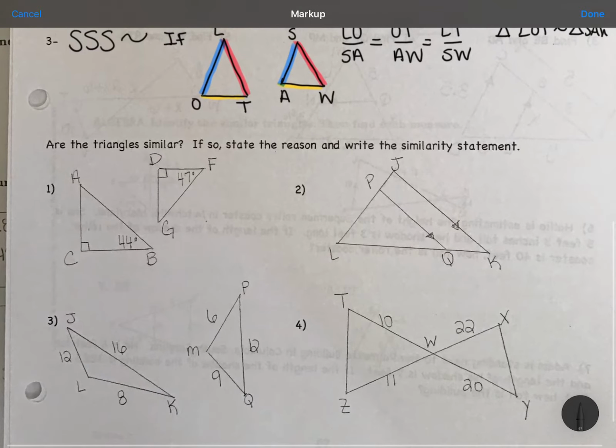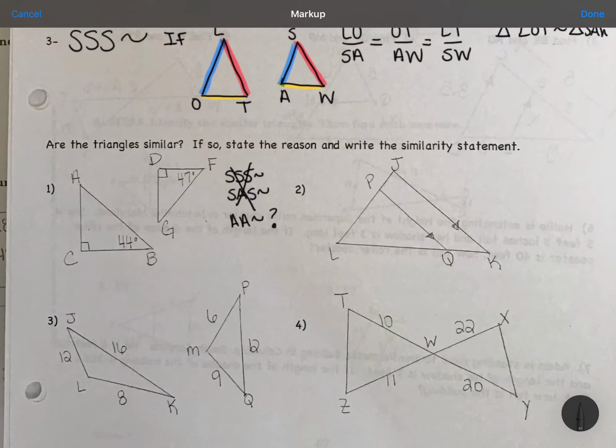All right, so number 1, if you notice, all they have given me are angles. So I'm not going to use side-side-side similarity or side-angle-side similarity because I don't have any sides. So the question is, are they similar because of angle-angle? Well, I've got 2 angles right now and they're both different, but maybe A is 47 degrees, so it would match angle F. Let's find out.